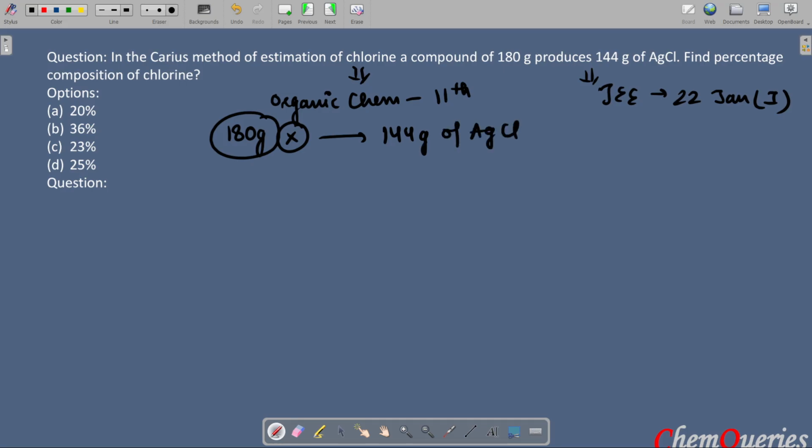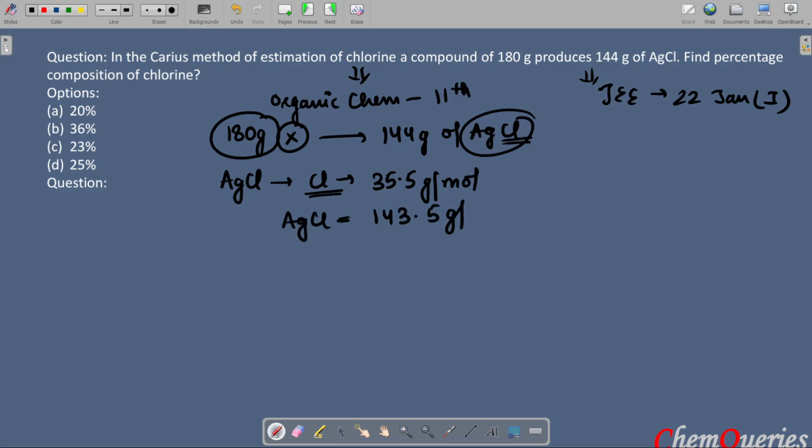So the basic concept is that however much chlorine is present in AgCl, that much chlorine is coming from X, and from there only we can find the percentage composition of chlorine in X. Now in AgCl, chlorine has 35.5 gram per mole, this is the mass of chlorine, and AgCl is 143.5 gram per mole.